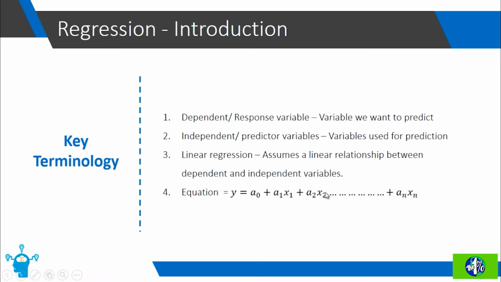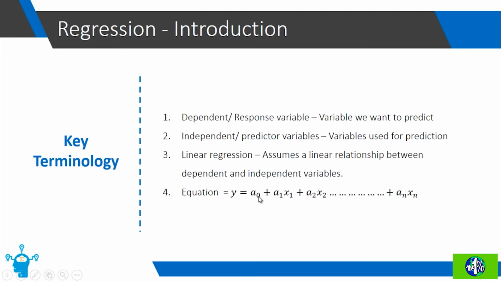Similarly, if we increase the value of x2, y will increase by a2 units and so on. So in our example of how sales will be impacted by changing the online and offline marketing spend, our y would be the total sales, x1 would be the online marketing spend, x2 would be the offline marketing spend, and we would try to find out the value of a0, a1 and a2 to establish the relationship between total sales and online and offline marketing spend.